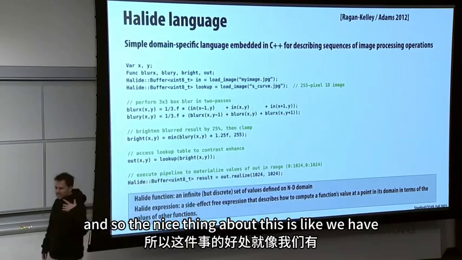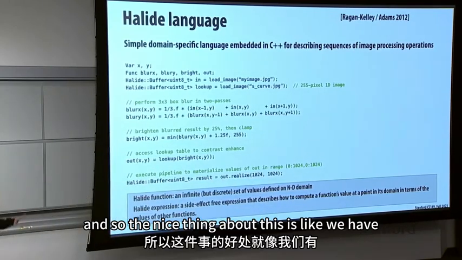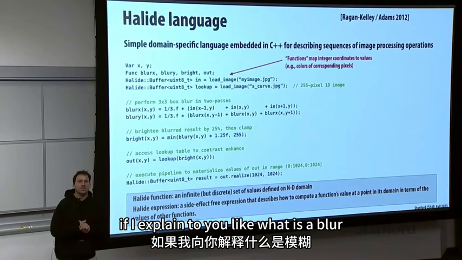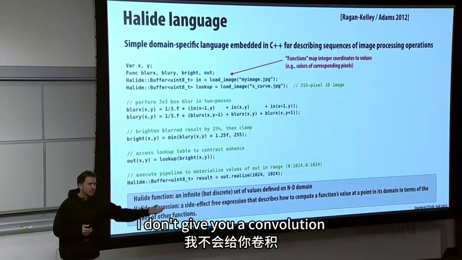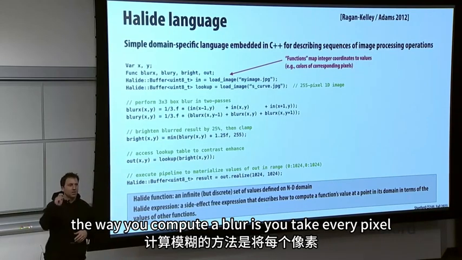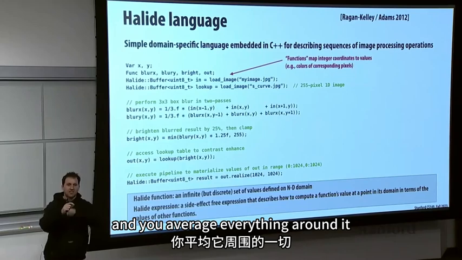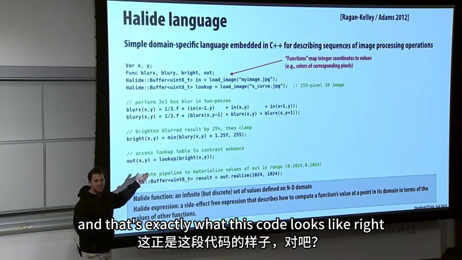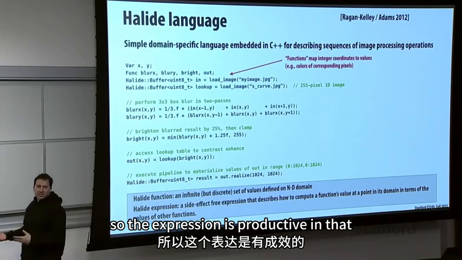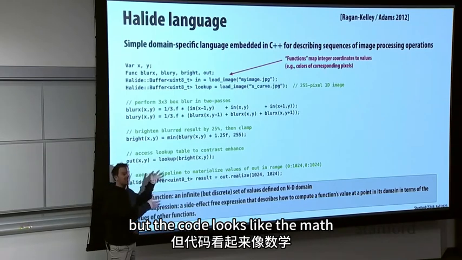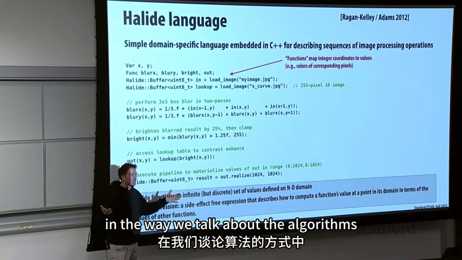And so the nice thing about this is we have these functions, and if you think about image processing, if I explain to you what is a blur, I don't give you a convolution. I typically say, the way you compute a blur is you take every pixel and you average everything around it. And that's exactly what this code looks like, right? So the expression is productive in that it handles boundary conditions, but the code looks like the math and the way we talk about the algorithms.